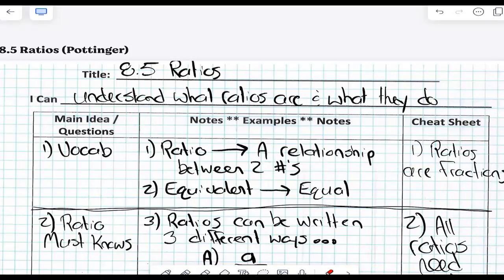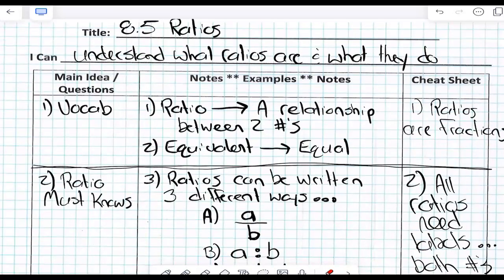8.5 ratios. Do you understand what a ratio is? Do you know what they actually do and show you? Good, let's talk about it and make sure that's true. A ratio is a relationship between two numbers. Repeat that, please. A ratio is?